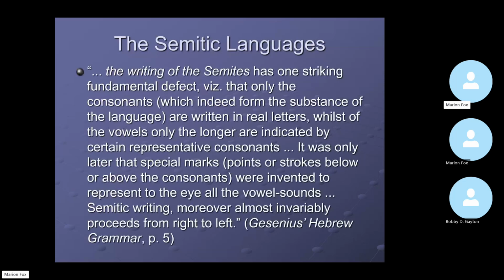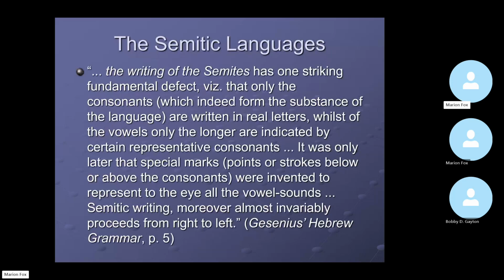The writing of Semitic languages has one striking fundamental defect, compared to, say, English and some other languages. Only the consonants, which indeed form the substance of the language, are written in real letters. The vowels are not written. It was only later that special marks, points, or strokes below and above the consonants were invented to represent to the eye all the vowel sounds.